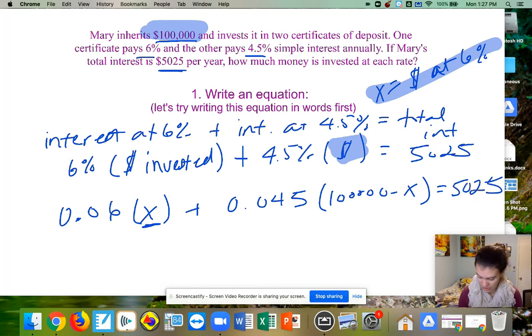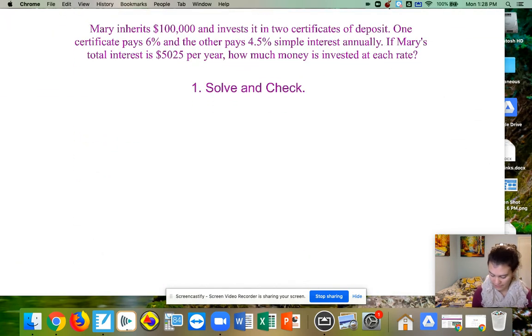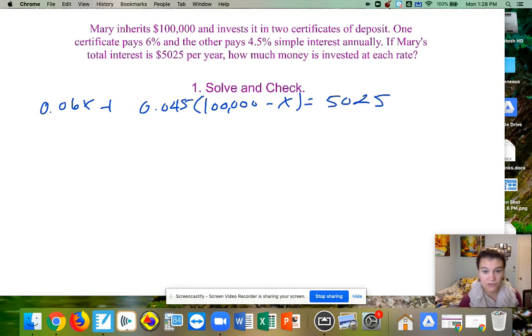And that is our equation. And now we're just going to solve this. So I'm going to go on to the next slide again, and we'll rewrite that same equation. So we have 0.06x plus 0.045 times (100,000 minus x) has to equal your total interest of 5,025. And now you're just solving.